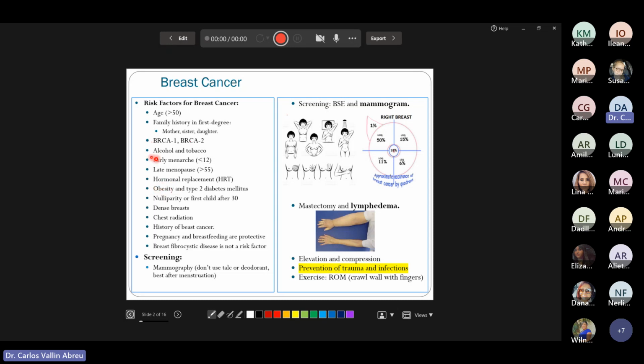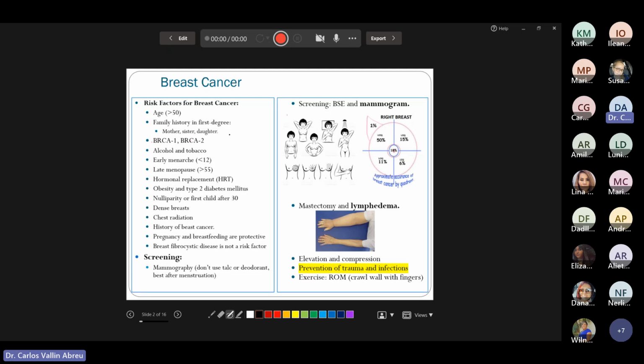Okay, there are other risk factors that are of lower significance, of a lower possibility of testing. Early menarche before 12, late menopause. Remember that when you are a girl and you have not yet started menstruating, you don't produce estrogens. You start producing estrogens when you develop your menarche.